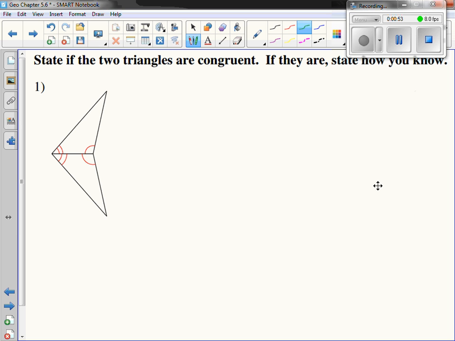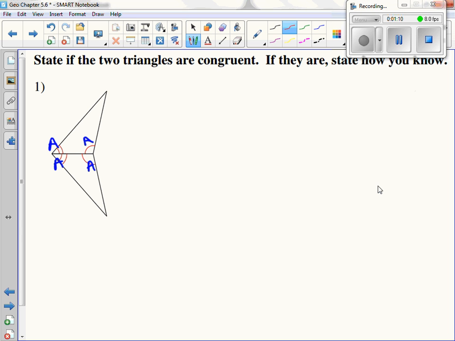State if the two triangles are congruent. If they are, state how you know. Well, this angle here is congruent to this one here, yes? This angle here is congruent to this angle here. Do I have any other information? Any other sets of sides or angles that are congruent? This side here is shared between the two triangles, yes? Since it's shared, it's congruent to itself.